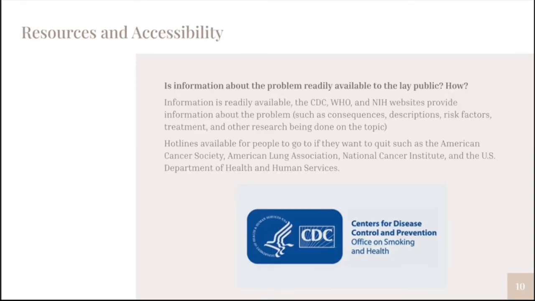Is information on the issue easily accessible to the general public? Information regarding the issue is easily accessible. Visit the CDC, WHO, and NIH websites for consequences, descriptions, risk factors, treatment, and other research being done on the topic. People can call hotlines from organizations including the American Cancer Society, American Lung Association, National Cancer Institute, and the U.S. Department of Health and Human Services if they want to quit smoking.